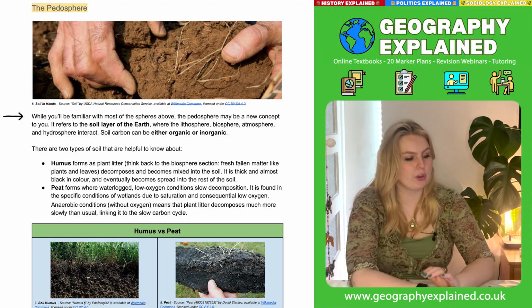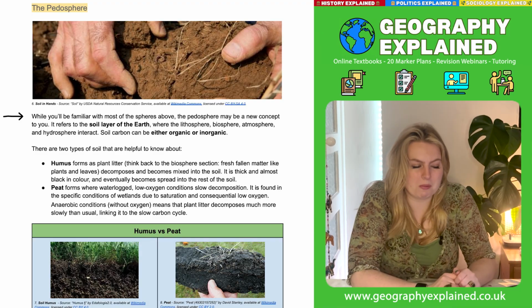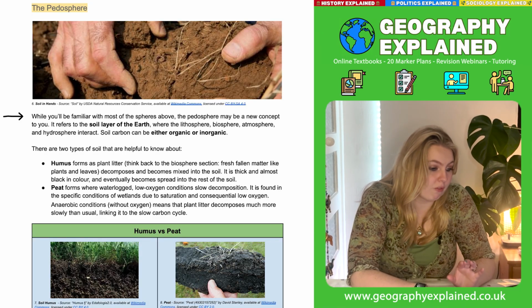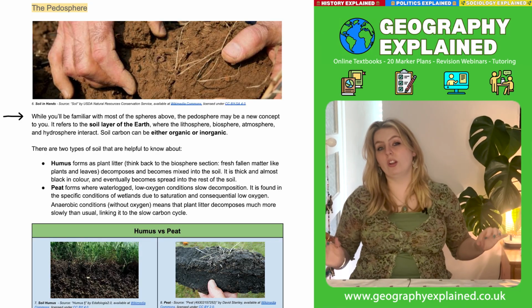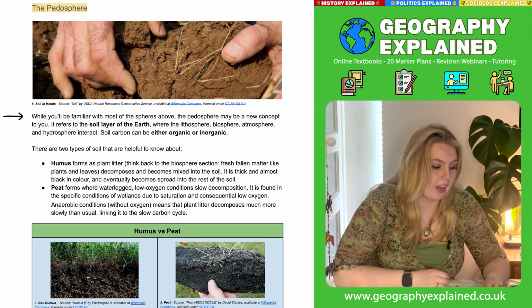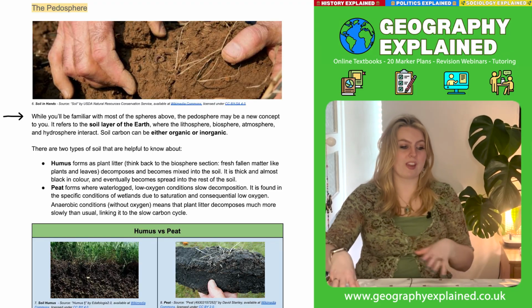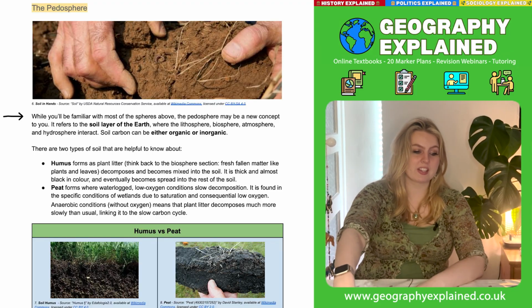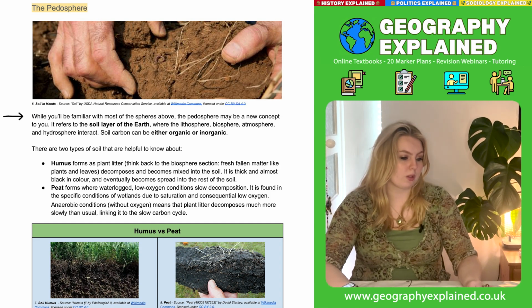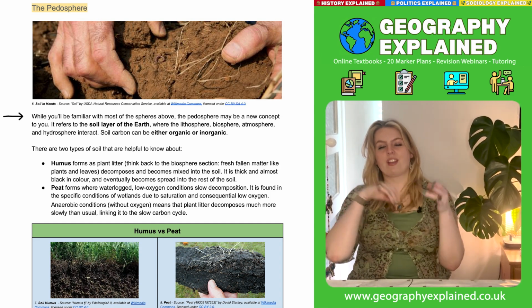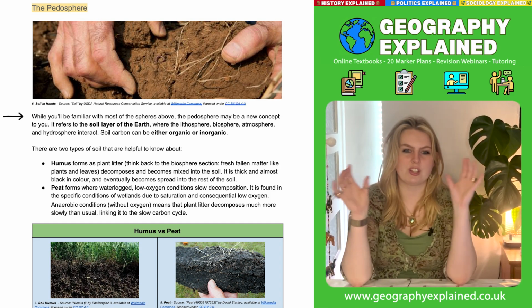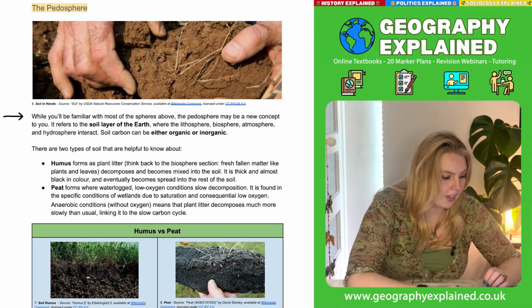It's a little less known, so it might be a bit of a new concept, but it's basically referring specifically to that soil layer of Earth. That is where the lithosphere, biosphere, atmosphere and hydrosphere interact. So it's a little bit similar to the biosphere in that we've got this kind of intersecting area, but that's the main thing you need to know. It's just a different way of categorizing.